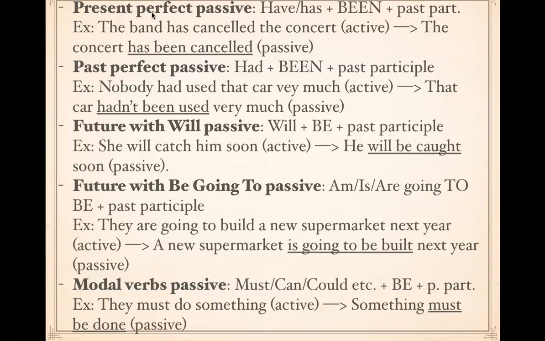Then we have the modal verbs. So every single modal verb like must, can, could, should, shall, etc. is followed by be in the form of the infinitive without to, and then the past participle. So, for example, they must do something is the active sentence, and then we have something must be done as the passive.